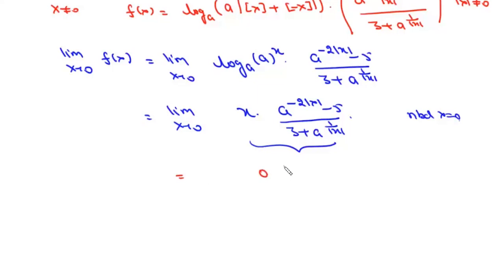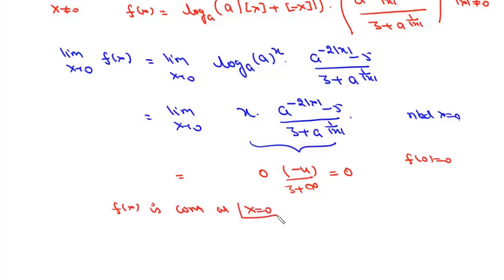This is 0. Now a to the power 0 is 1 and 1 minus 5 is 4. And here this value will be 3 plus a to the power infinity is infinity, and 0 upon infinity is 0. And we are given that f(0) is 0. That means this function f(x) is continuous at x equals 0. And as we have this x here which is 0, we have not taken left hand limit and right hand limit separately. We could have done that, but then we would have ended up getting the same answer.